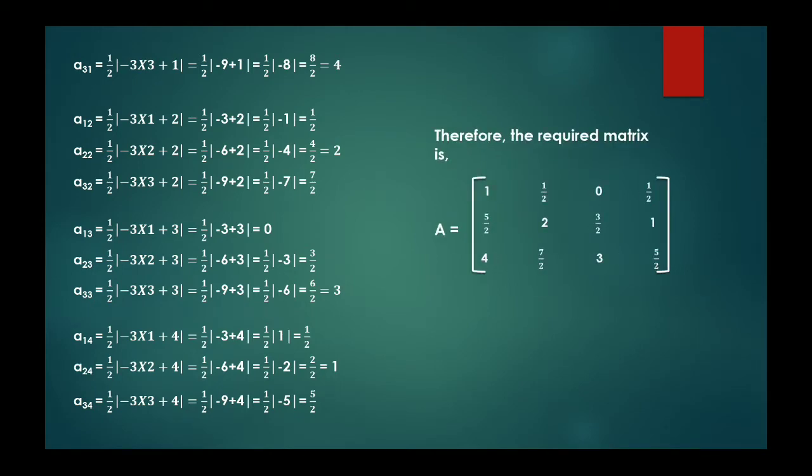You get the matrix as 1, 1 by 2, 0, 1 by 2, 5 by 2, 3 by 2, 1, 4, 7 by 2, 3, 5 by 2. Make sure you write the answers carefully, note it down, and substitute the values carefully. Next question. We have Aij is equal to 2i minus j.